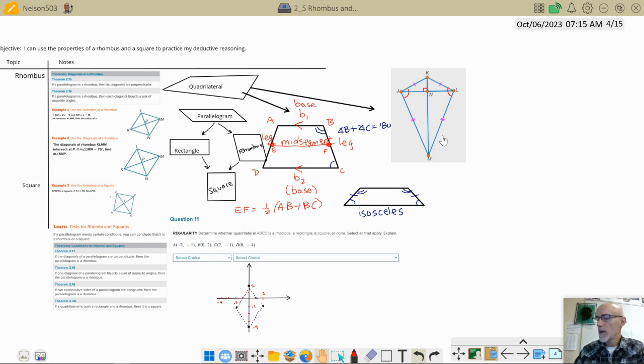Let's maybe label this guy right over here, right? This is a kite. And this was our trapezoid over here. I got two trapezoids. So trapezoids are over here.